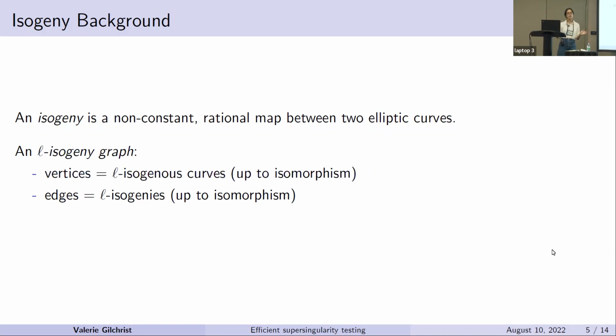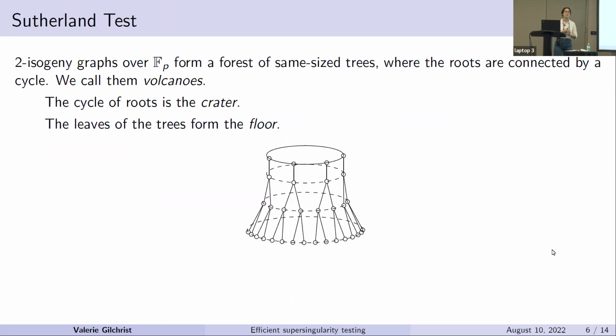But in general, an ℓ-isogeny graph is a graph where the vertex set is the set of ℓ-isogenous curves. So these are just curves with ℓ-isogenies between them, up to isomorphism. And the edge set is the set of ℓ-isogenies between these curves. So in general, for any ordinary elliptic curve, the ℓ-isogeny graph over F_p is going to be a forest of same-sized trees where all the trees' roots are connected by a cycle. And so looking at the photo, you can see why this was later referred to as volcanoes. We're going to call the top cycle where the roots are connected the crater of the volcano, and the leaves are called the floor.